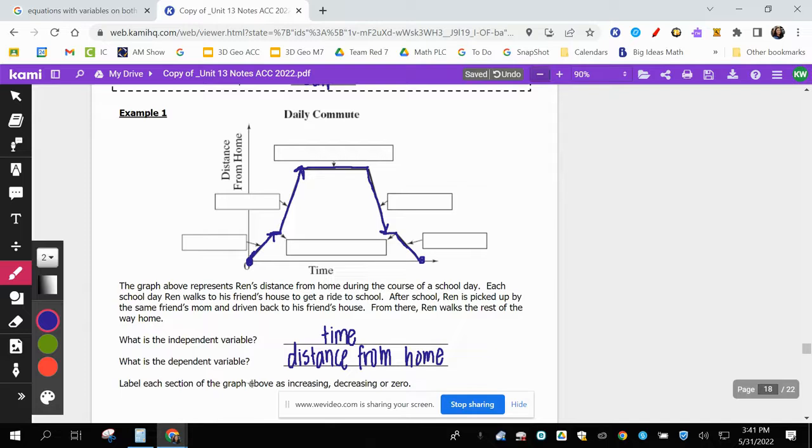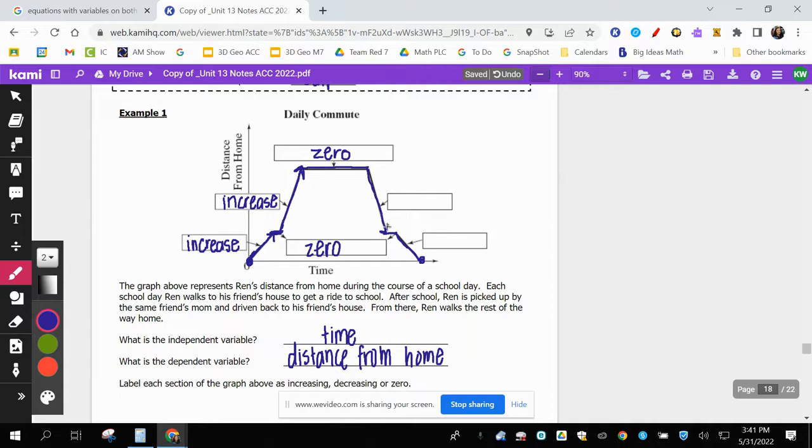So label each section of the graph above as increasing, decreasing, or 0. When there's a positive slope, he's increasing his distance from home. So this is when he's increasing his distance from home. When there's a 0 slope, there's 0 change in his distance from home. Here at this section as well, he's also increasing his distance from home. And then here there's a 0 slope, which means there's 0 change in his distance from home. That's when he's staying at school.